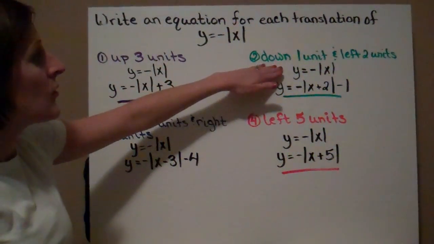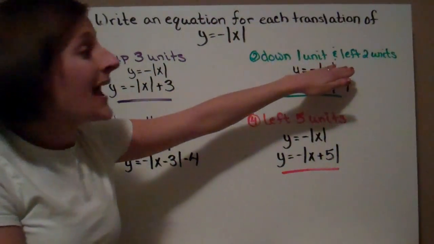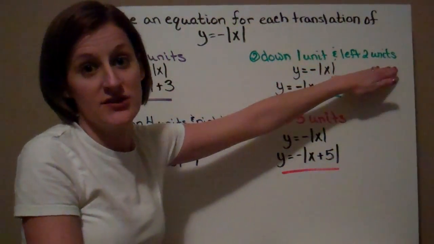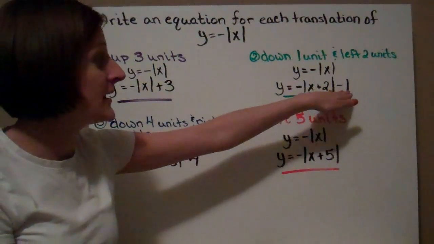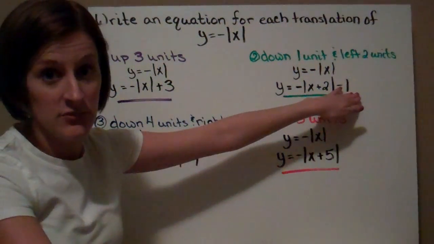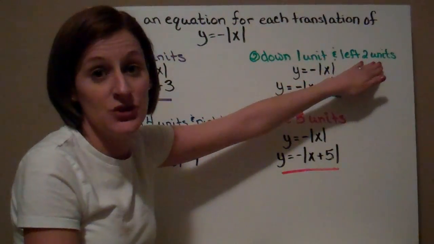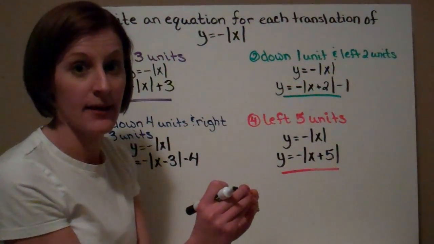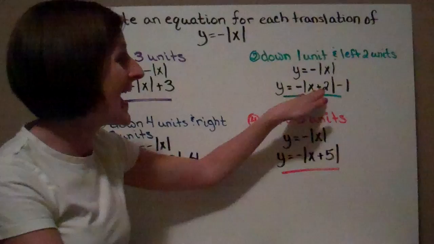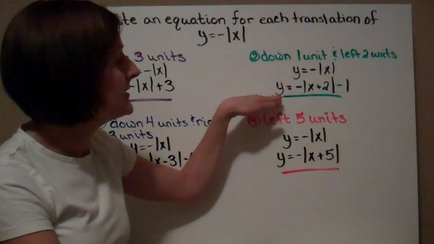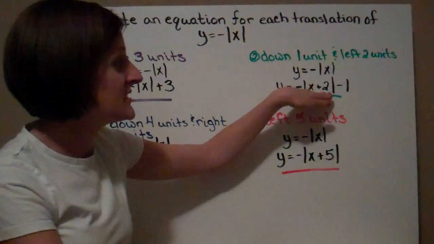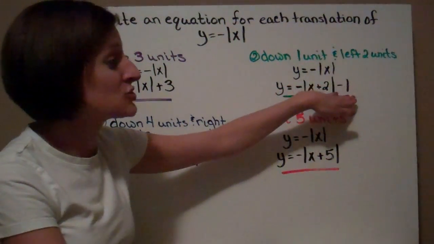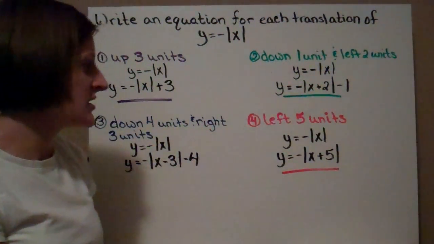Now I want to go down 1 unit and left 2 units. Remember to go up and down on the outside of the bars. I'm going to subtract 1 since I'm going down. And then to go left 2 units, I need to work inside my absolute value bars, and I'm going to add 2. So my answer is y equals the opposite of the absolute value of x plus 2, then subtract 1. And this is my equation.